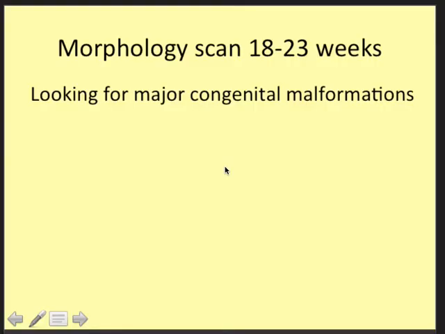The morphology scan is offered between 18 and 23 weeks. Earlier if the lady has a normal BMI, and slightly later if the lady is obese. And the major topic is, of course, looking for major structural congenital malformations in the fetus.